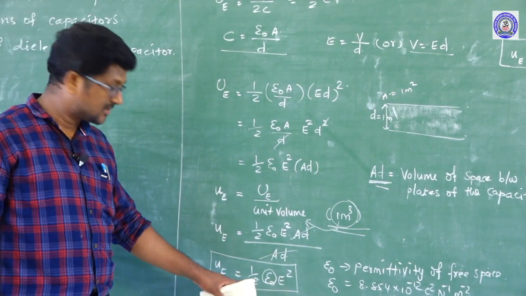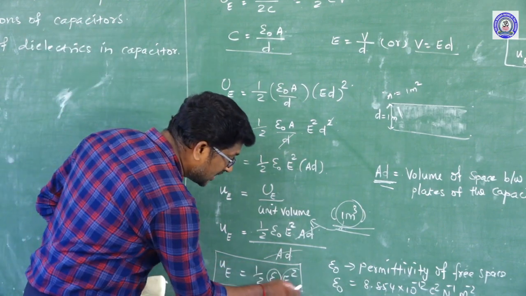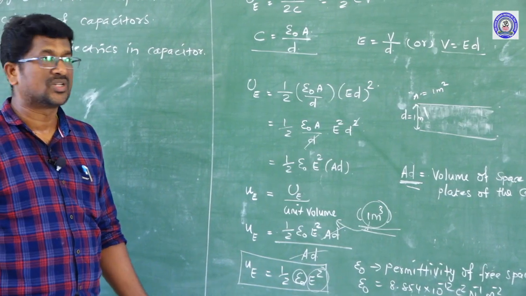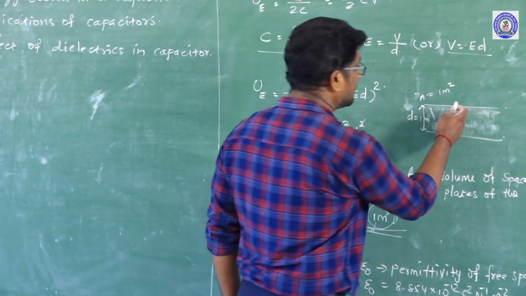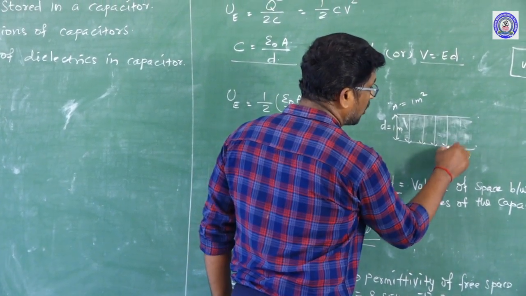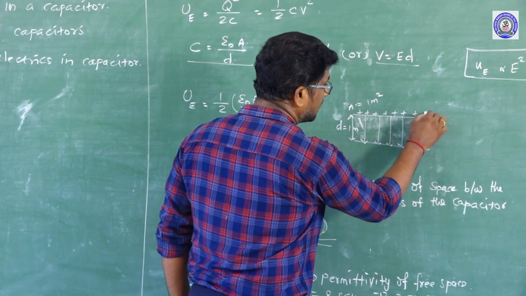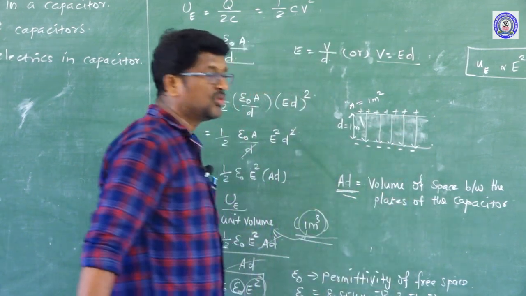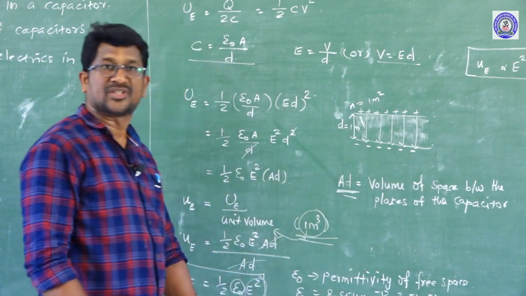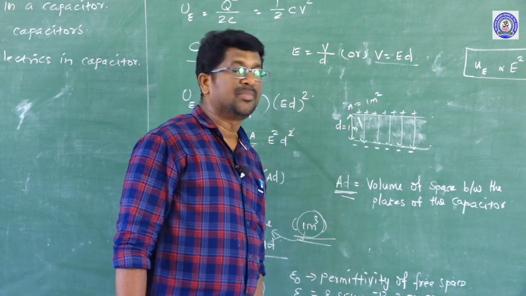From this equation it is clear that the electrostatic energy is stored where the electric field exists between the plates of the capacitor. Actually, the electric field exists in between the plates of the capacitor. The electric field is always directed from positive plate to negative plate. So the energy is also stored in between the plates. The energy and the electric field always exist only in between the plates of the capacitor.